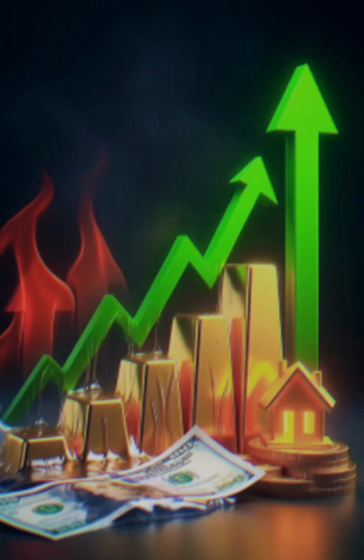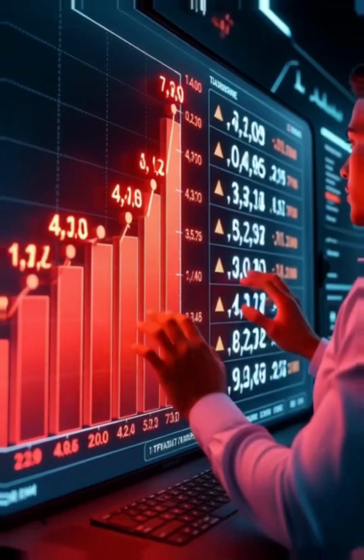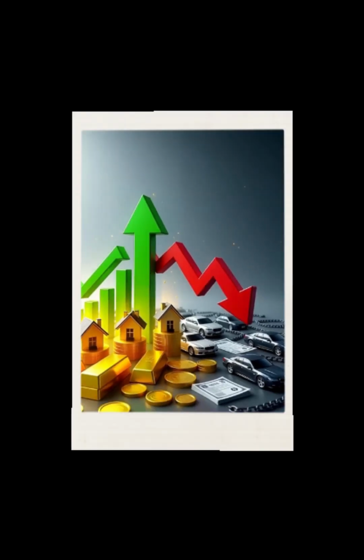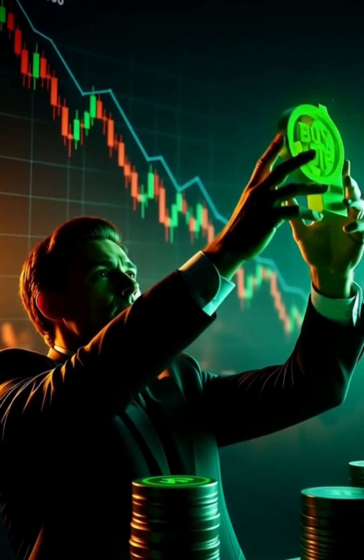Here are the 5 wealth lessons economics teaches us. Cash loses value. Invest regularly. Track inflation. Adjust your goals. Buy assets, not liabilities. Don't panic in recessions. They create millionaires. Study interest rates. They guide smart decisions.